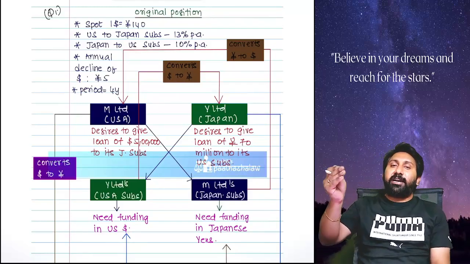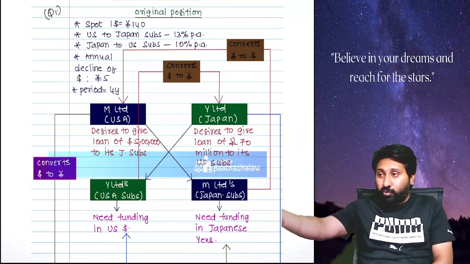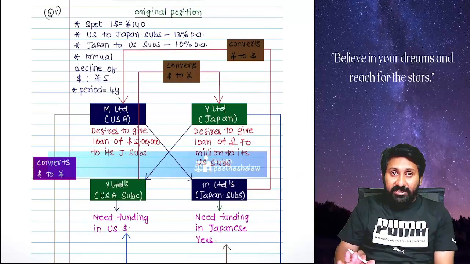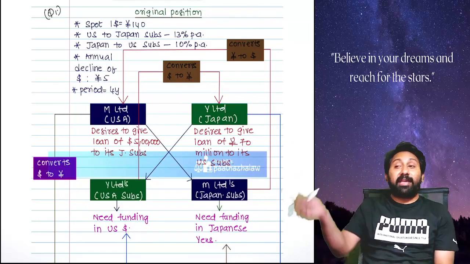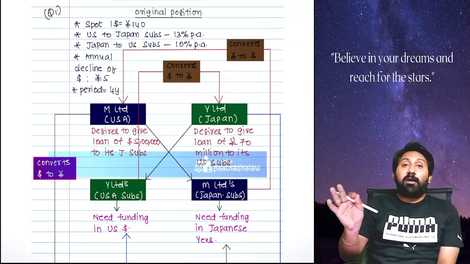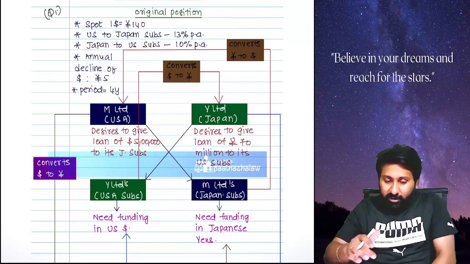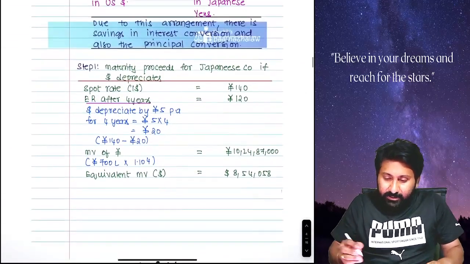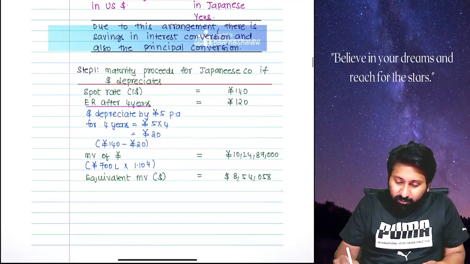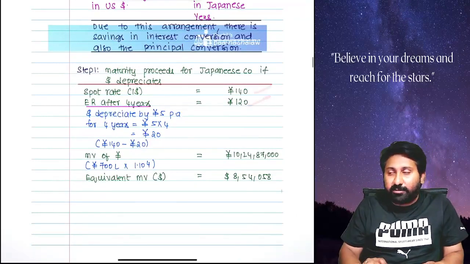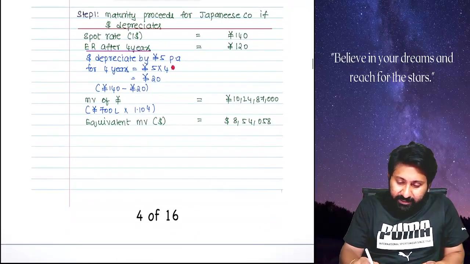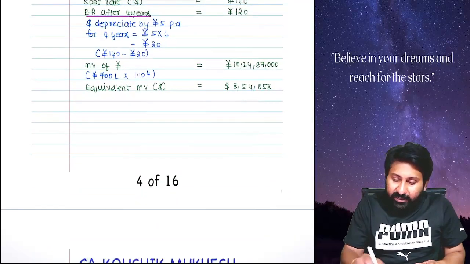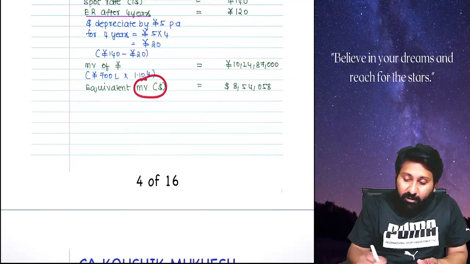If the dollar depreciates and goes to 120, in such a case the Japanese subsidiary will pay in yen to that company. The conversion amount is more for them. That's what the calculations we have done, and this is the answer. See here, step 1, spot rate $140, exchange rate after 4 years will be 120 because of depreciation of 5 yen per each year. So market value in yen this much, equivalent market value in dollars is 8.